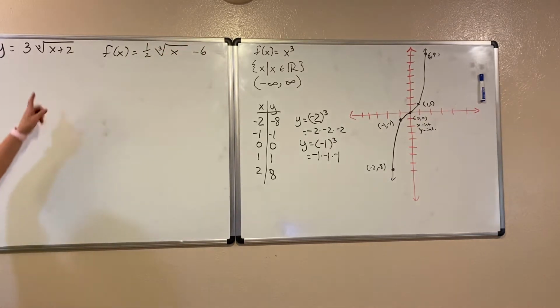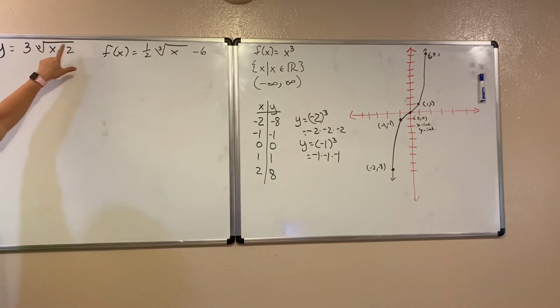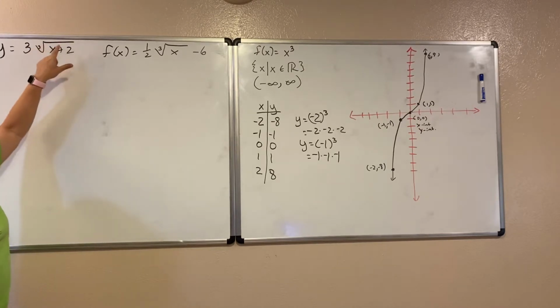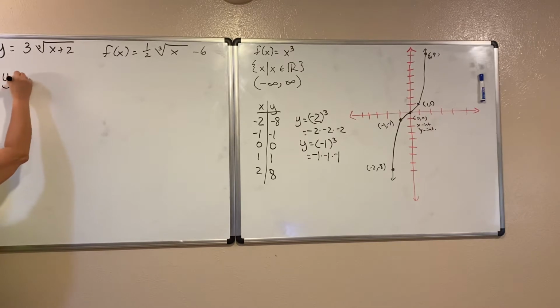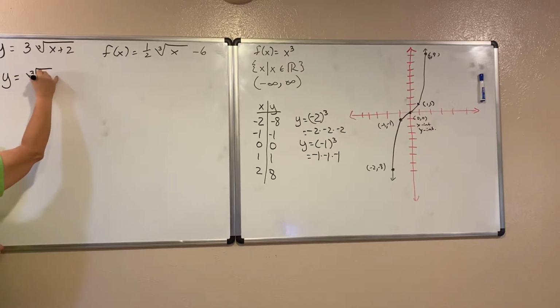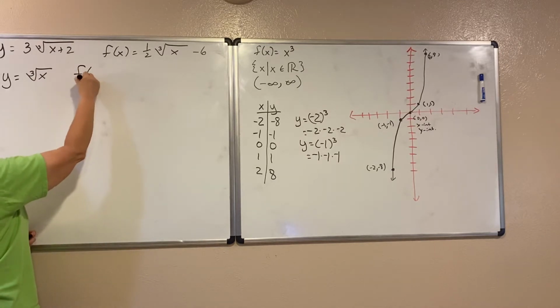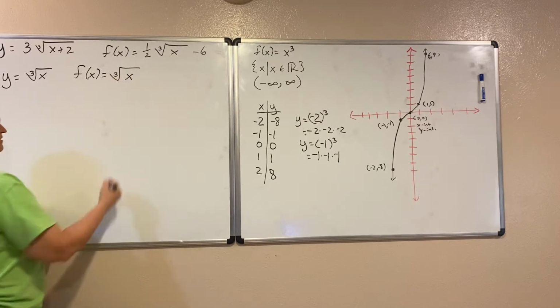Notice that in each one of these, we have the x underneath the radical with the index of 3. So under a cubed root, and that's what makes this a cubed root function. So the simplest form of a cubed root function is just y equals the cubed root of x. Or in function notation, f of x equals the cubed root of x.